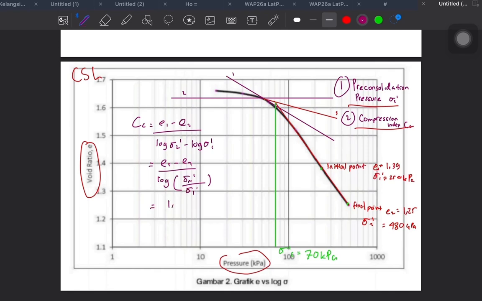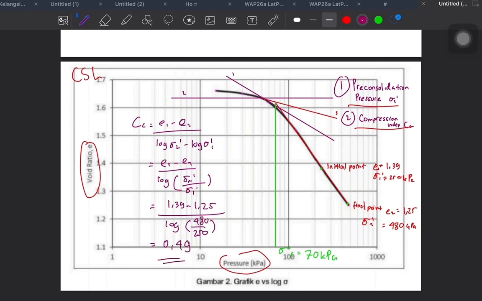Okay, 1.39 minus 1.25 divided by log 480 divided by 250, so you will get the value for the compression index equal to 0.49.